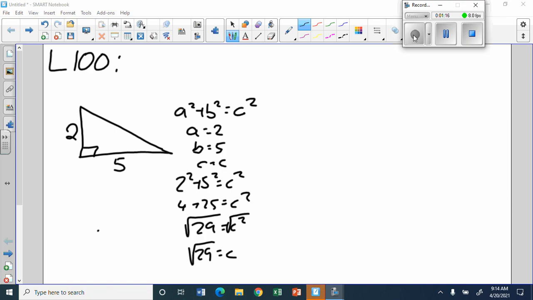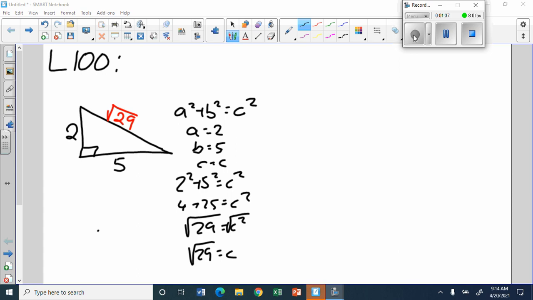Equals not c squared, but c. This side is the square root of 29. That is a legit number. That's a number, square root of 29. And that's where we get to the title of today's lesson.